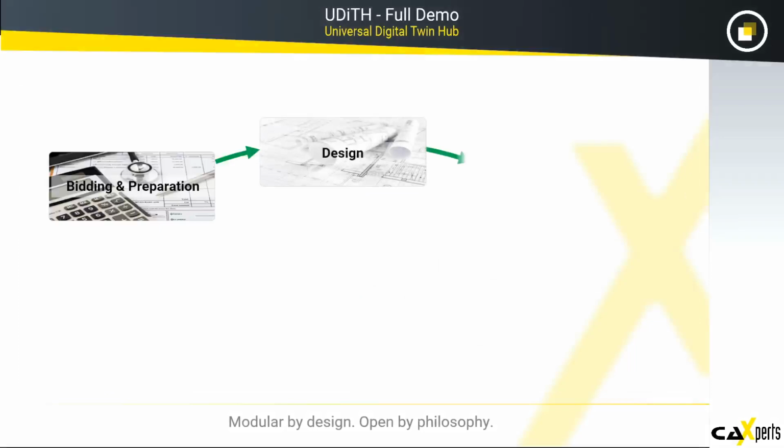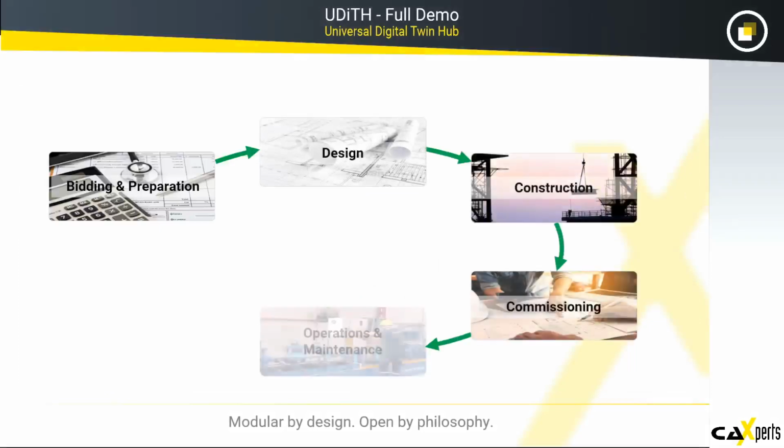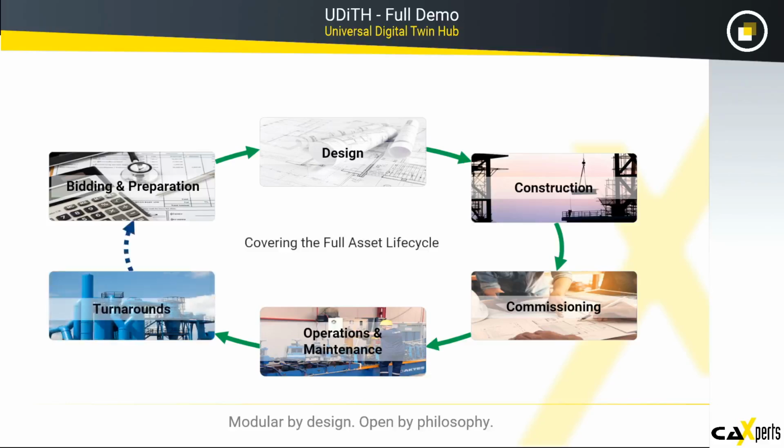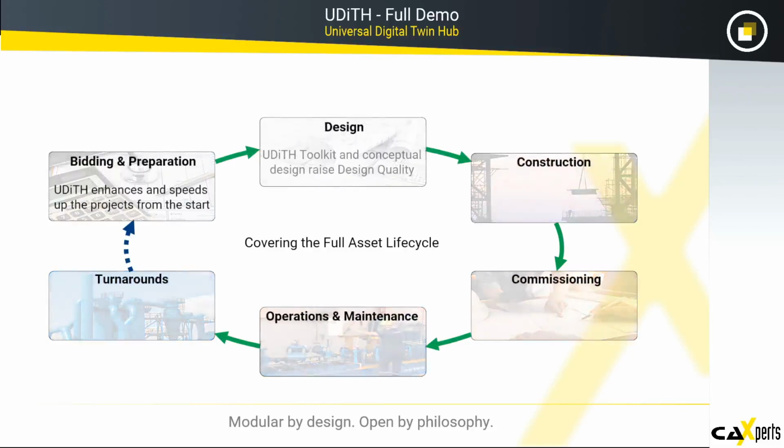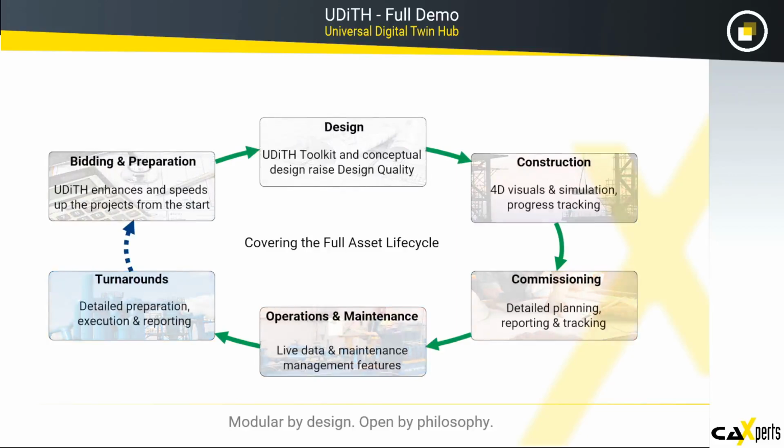So, what is the aim of UDiTH? It's, as I mentioned, the entire asset lifecycle. So during bidding preparation, design, construction, commissioning, operation, maintenance, and turnarounds, and starting from the beginning, UDiTH provides features and use cases that help you in these separate phases. So UDiTH enhances and speeds up the projects from the start, during the bidding and preparation, by being able to manage information, to manage, for example, RFPs and RFIs, and so on.